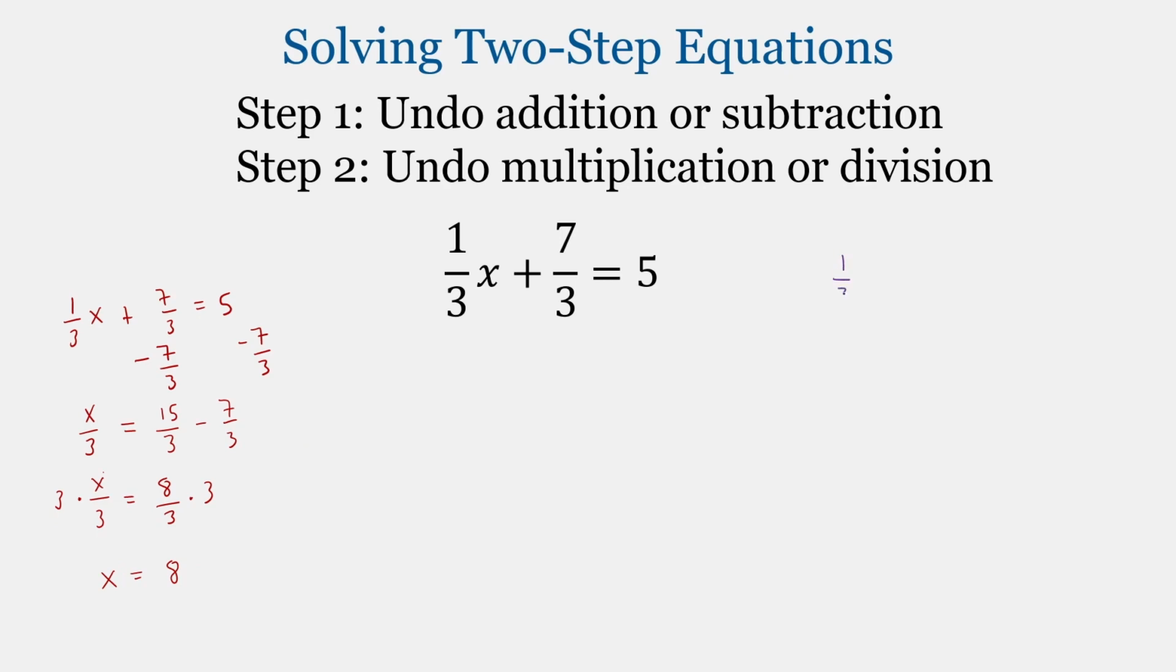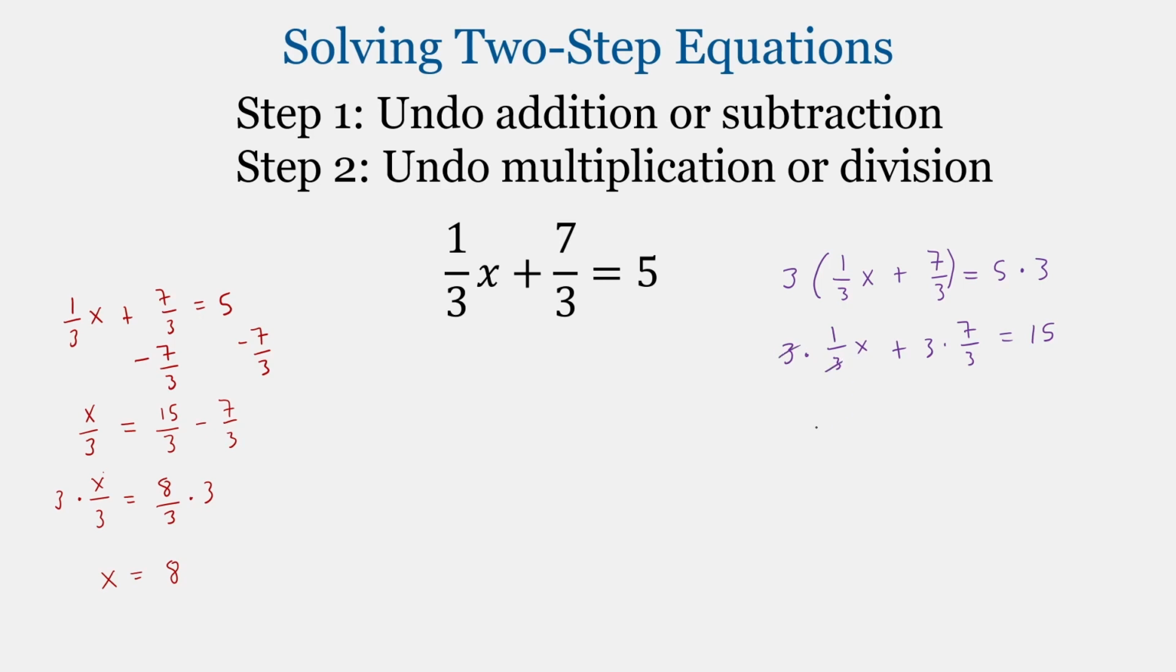But now let's do this same problem in the opposite order. We're going to undo multiplication or division first. So we have x, and it's divided by 3. So that means we are going to multiply both sides by 3. So we multiply the entire left side by 3 and right side by 3. So we'll use the distributive property. That'll give us 3 times 1/3 x plus 3 times 7/3. And that's equal to 15.